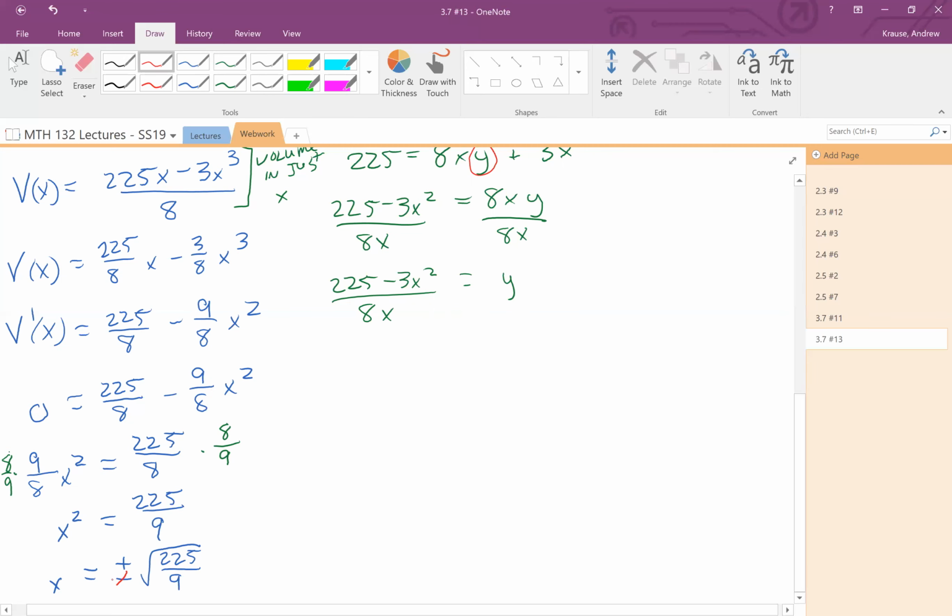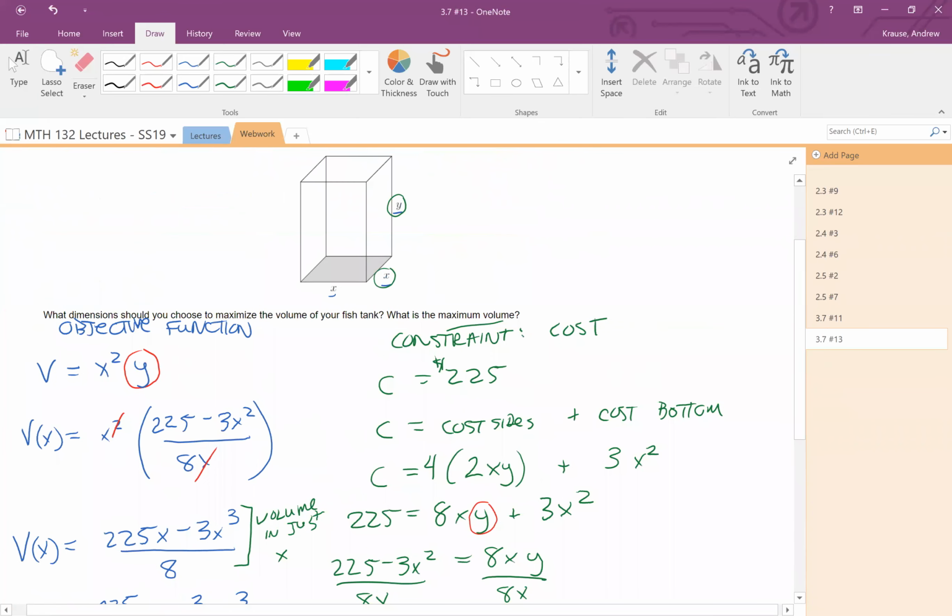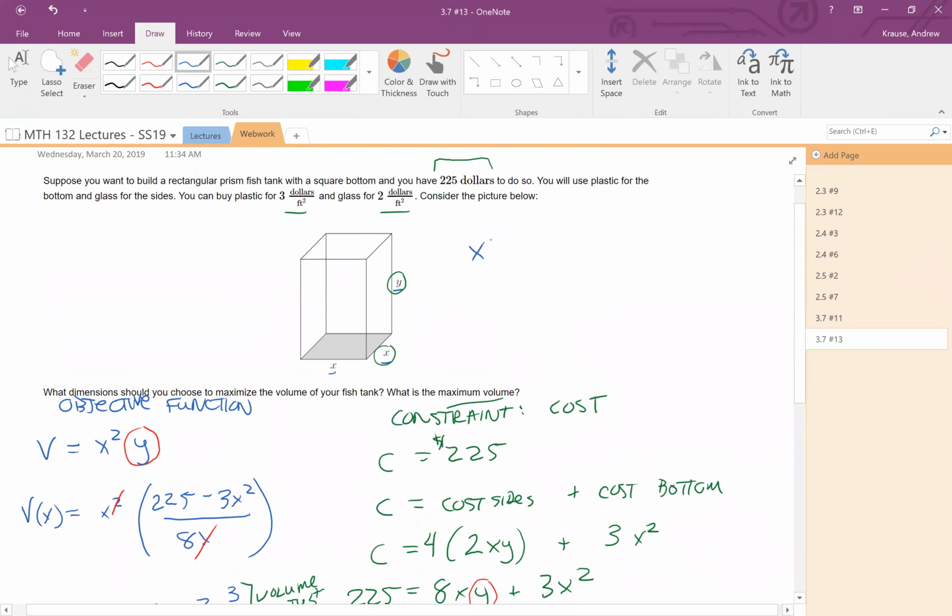And we can count out the negative here because we're dealing with this box problem and we want our x dimension to be a positive number. We actually could have stipulated that at the beginning, all the way up here. We could have said that x is greater than 0 and y is greater than 0 as part of our domain because we're dealing with a real world problem.